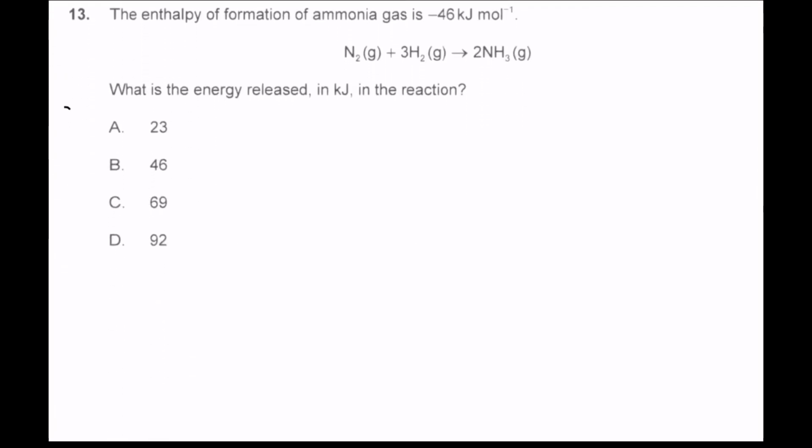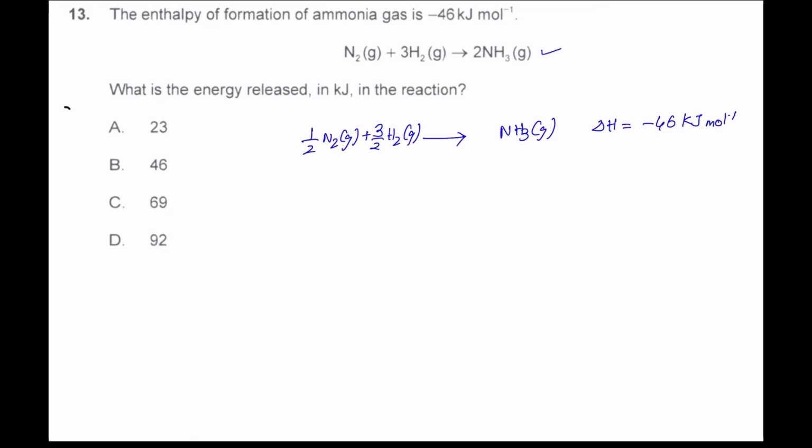Now, in this question, you are given the enthalpy of formation of ammonia gas. You have to calculate the energy released because of this reaction. So first, write the formation reaction of ammonia gas. The enthalpy of formation is given for the reaction where only 1 mole of the product is formed, so the stoichiometric coefficient of ammonia should be equal to 1. It will look like this. Your final product is ammonia gas. It will have half N2 gas plus 3/2 H2 gas. The enthalpy of this reaction is minus 46 kilojoules per mole.